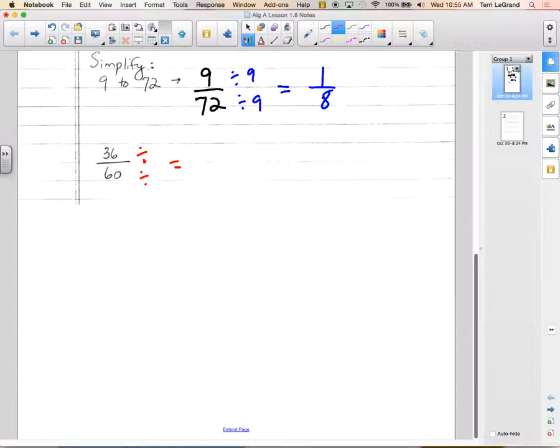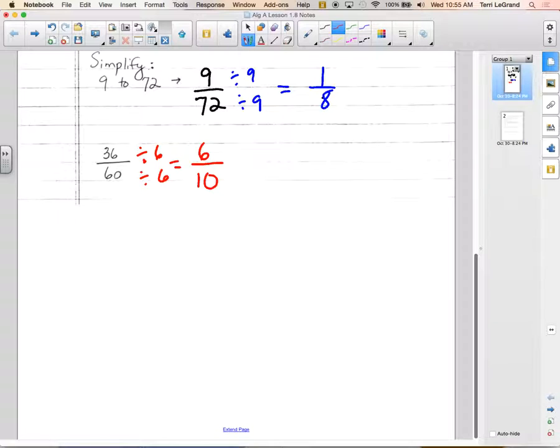Okay, Aurora, what'd you divide by? 6, okay. So they're both divisible by 6, so then 36 divided by 6 is what, class? 6. Okay, and 60 divided by 6 is 10. Are we done? No, we can simplify it some more. Sometimes we can keep going, and we have to if we still can. They're even numbers, so we know for sure they're both divisible by what?